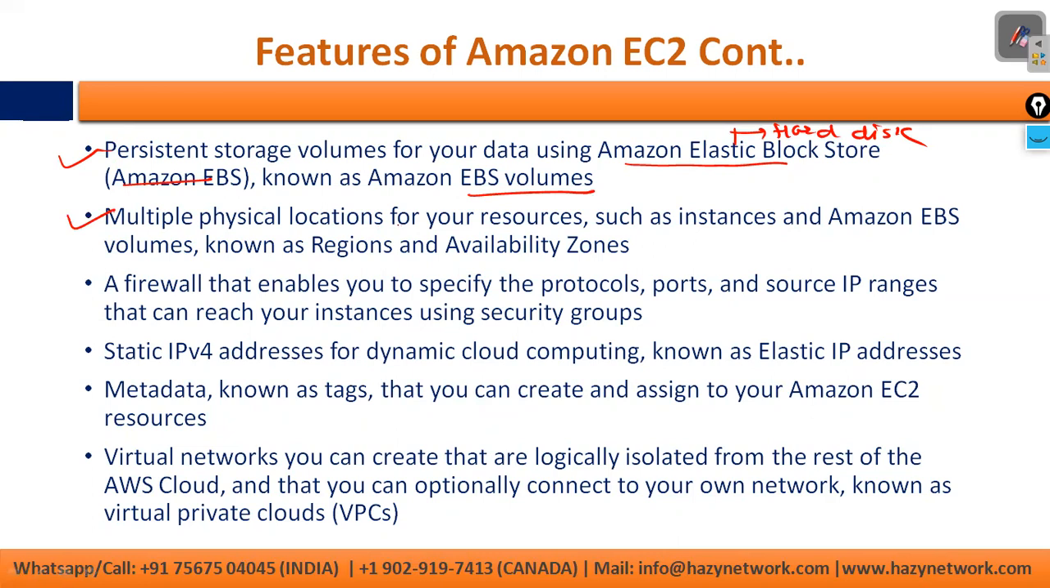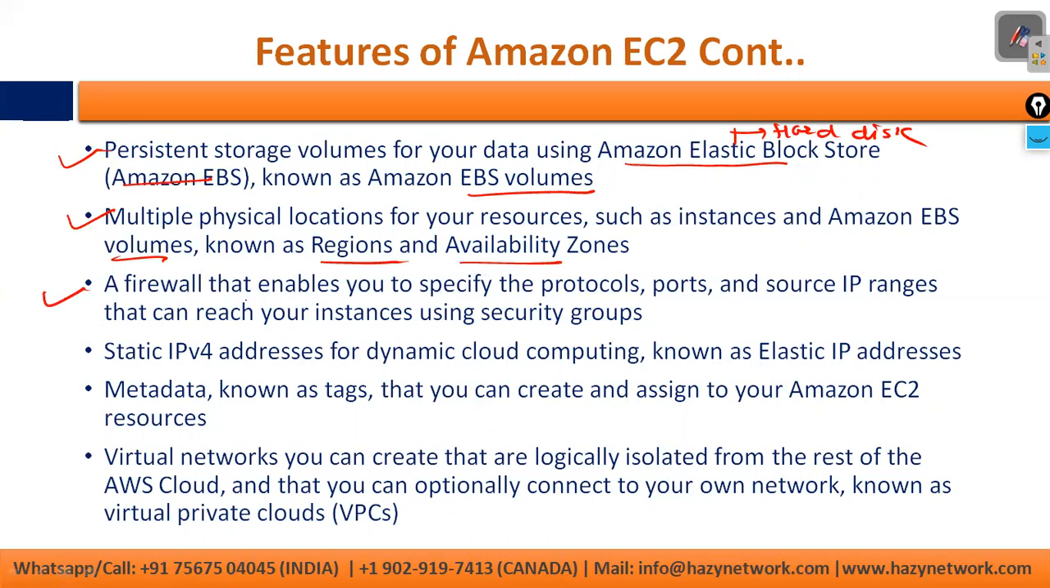Multiple physical locations for your resources, such as instance and Amazon EBS volume, are known as the regions and availability zones. Yesterday we discussed the regions and availability zones. So whenever you create your first EC2 instance, you have to decide that this EC2 instance will be part of which region and part of which availability zone.